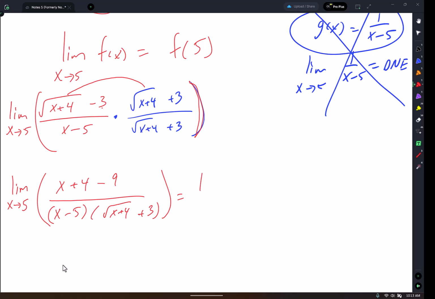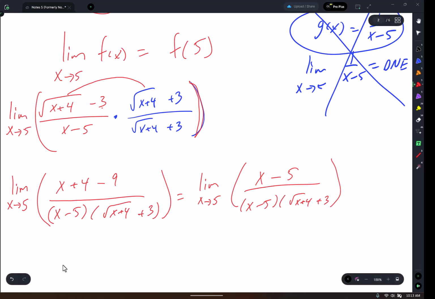Limit as x approaches 5. In the numerator, I have x minus 5. In the denominator, x minus 5, square root of x plus 4 plus 3. Hopefully, you're getting enough experience that you can do these like that. What's going to cancel out, guys? The x minus 5. Bam, bam.